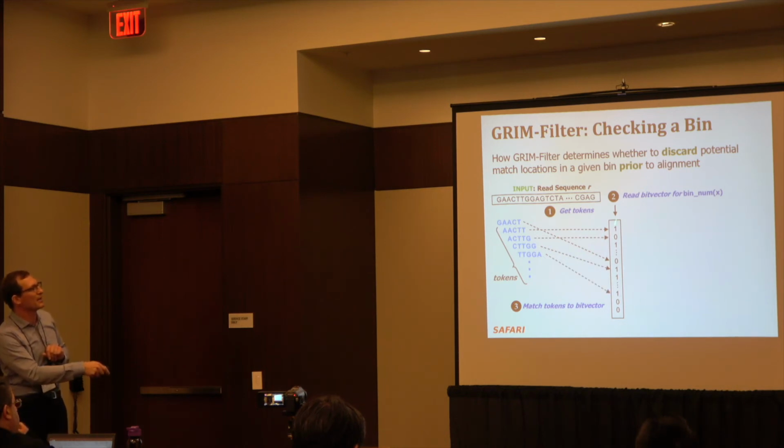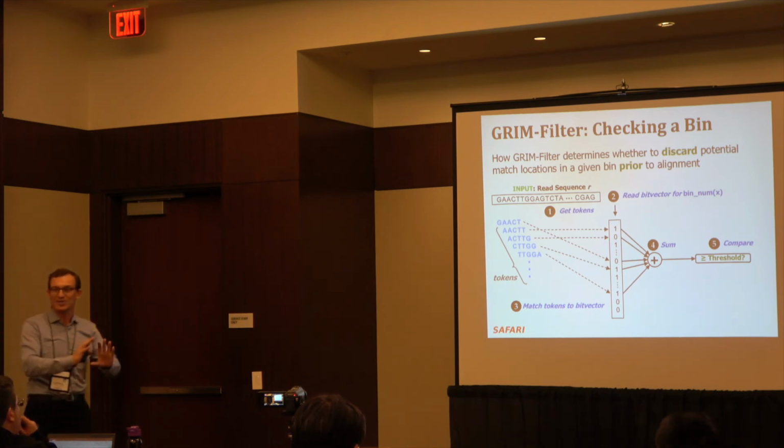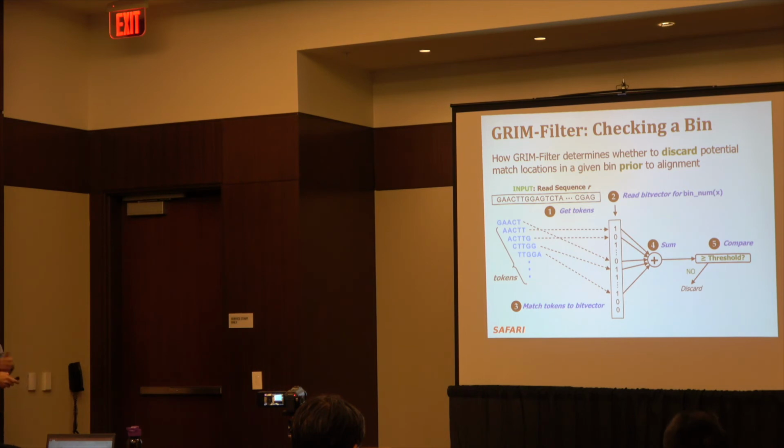You count the number of ones over here, sum them up, and compare it to a threshold. If enough of these tokens actually exist in that bin, that gives you a reason to go into that bin and do the alignment. Hopefully you've selected your parameters such that you minimize the probability of getting false positives in this process. Okay, so that's the idea. If the comparison says this is not greater than the threshold, you don't do the edit distance comparison. Otherwise, you do the edit distance comparison.